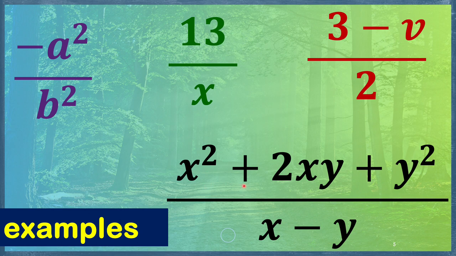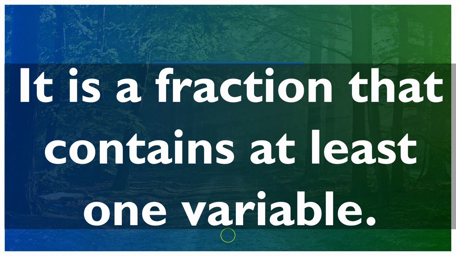X squared plus 2xy plus y squared over x minus y. So, ang ating numerator here, yung nasa taas ng horizontal bar, ay trinomial. On the other hand, ang ating denominator ay two terms na kung tawagin ay binomial. So, ito yung ilan sa mga halimbawa ng rational algebraic expressions. Sa madaling sabi, ang RAE ay isang fraction that contains at least one variable. So, pag sinabing at least, ito ay more than one.